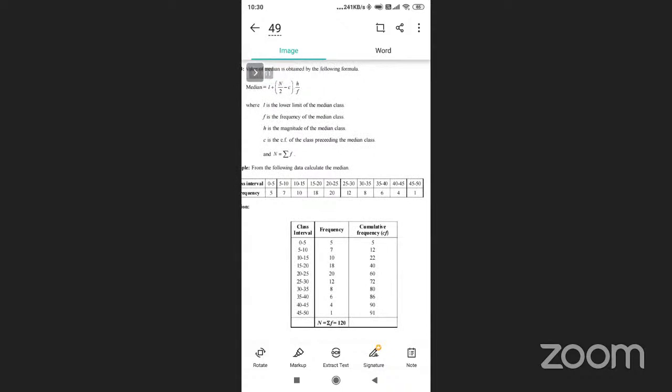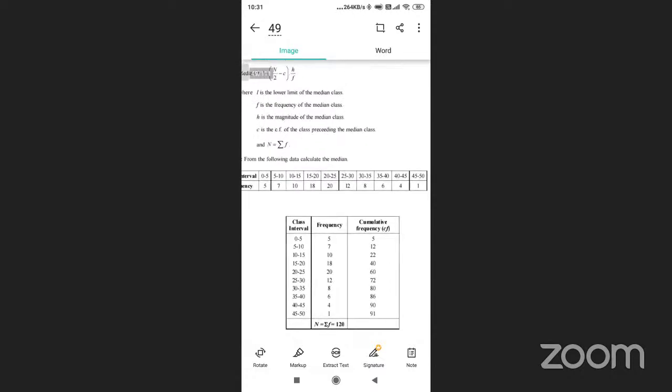See the problem. From the following data, calculate the median. Class intervals are 0 to 5, 5 to 10, 10 to 15, and so on, and the last is 45 to 50. The corresponding frequencies are 5 for the class interval 0 to 5, 7 for 5 to 10, and so on, and 1 for 45 to 50. This distribution is known as a continuous frequency distribution.